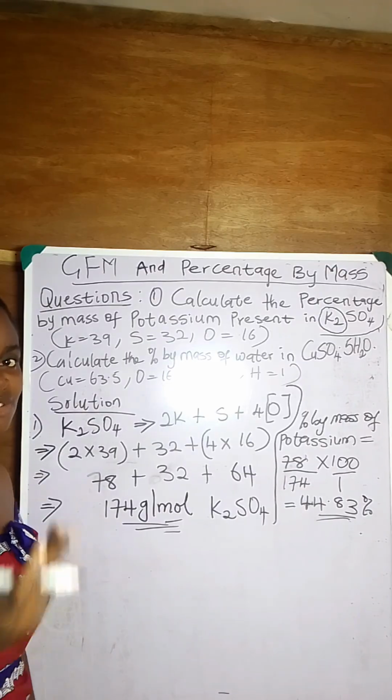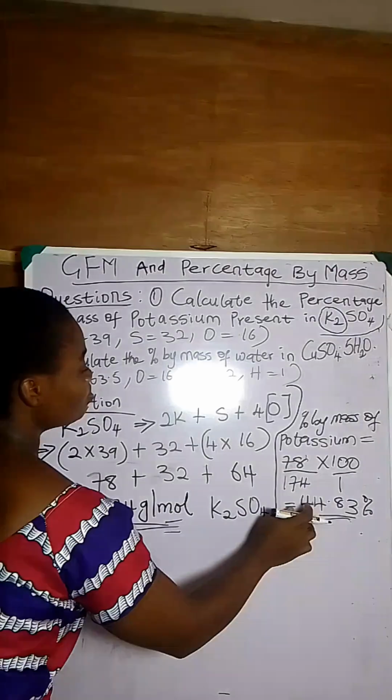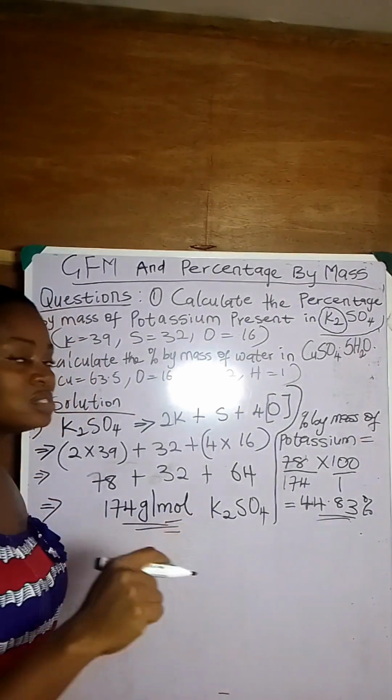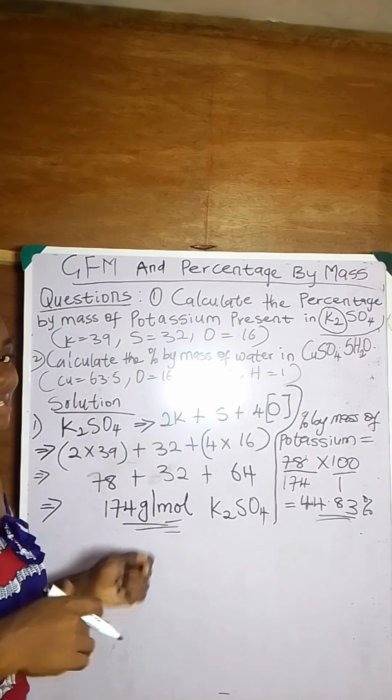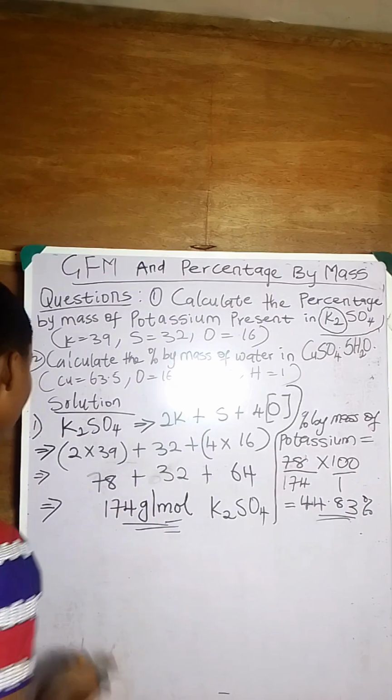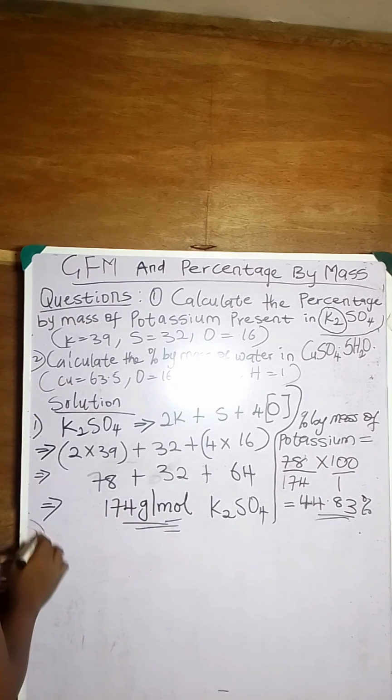And if you want to confirm that your answer is correct, you add up these percentages. It will give you 100%. So if it gives you 100%, we know that you are on the right track. Alright, so let's go back to question number 2.